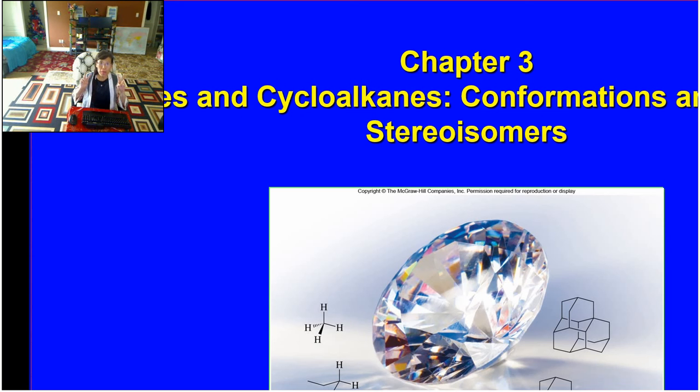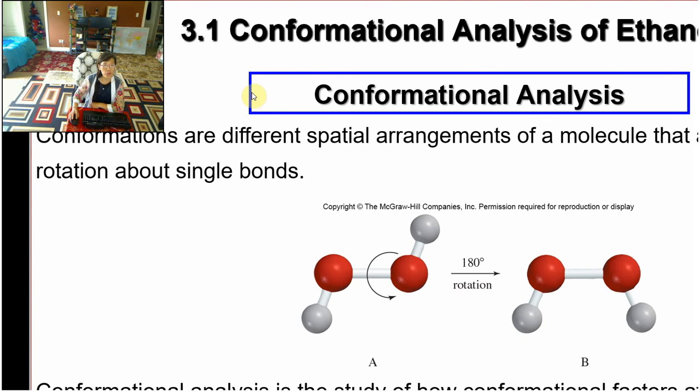We are going to discuss Chapter 3 about alkanes and cycloalkanes. Today, our major topics will be conformations and stereoisomers. First of all, we need to know conformation analysis. We are going to use ethane as the example.